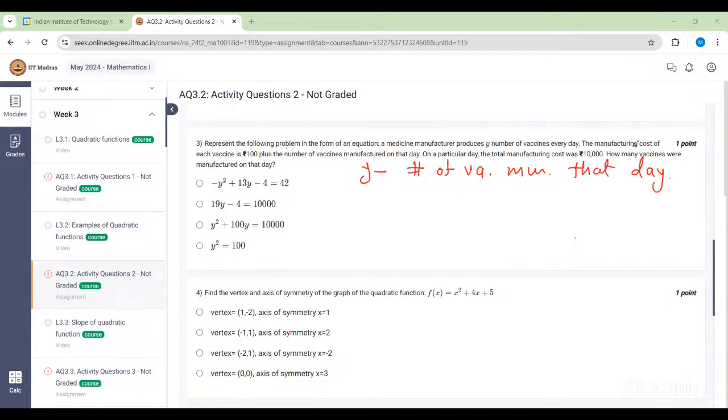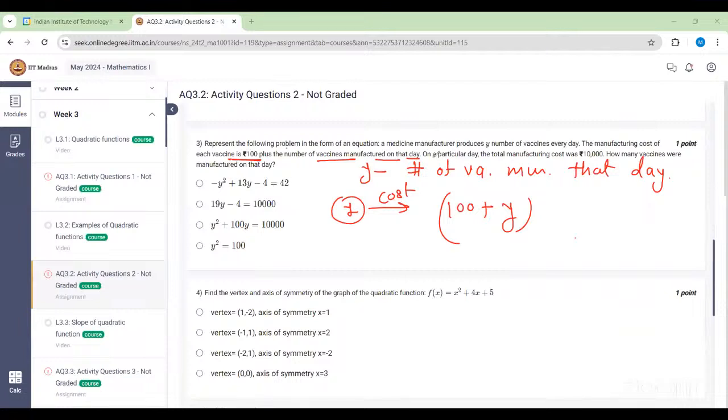So the manufacturing cost of each vaccine is 100 plus the number of vaccines. So that means if you manufacture one vaccine, then the cost is nothing but 100 plus the number of vaccines manufactured on that day. So if we are assuming Y is the number of vaccines manufactured on that day, then if you manufacture one vaccine, you have to spend 100 plus Y. This is the cost of one vaccine for manufacture.